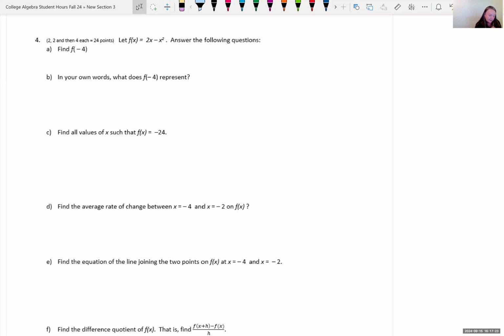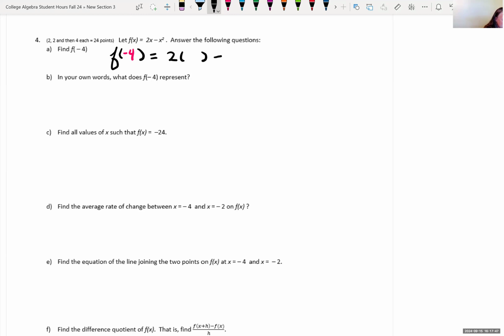The next problem says let f of x equals 2x minus x squared. Answer the following question. Find f of -4. So that's letting me know wherever I see an x in my equation f of x, I'm going to drop in -4. So f of -4, I'm going to go in and put parentheses wherever I see an x, and then I'm going to drop in -4 inside that parentheses.